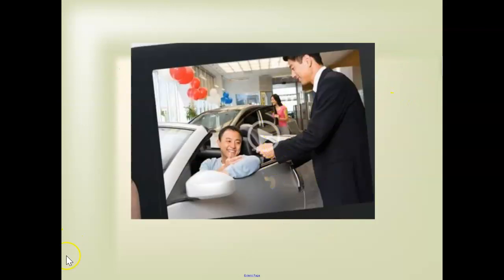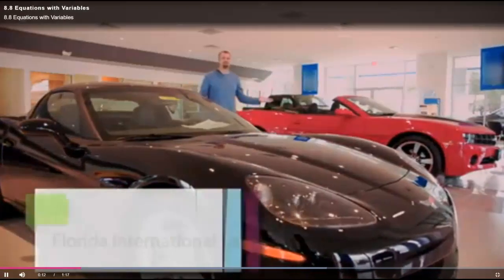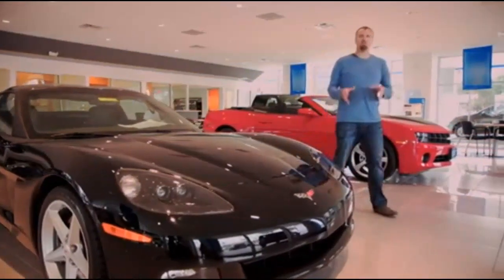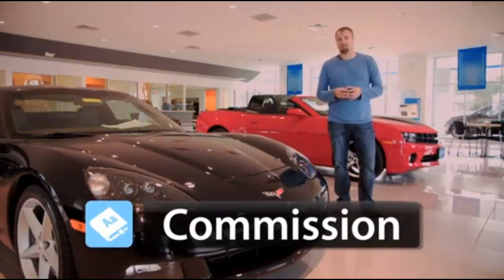So here's a little example problem. Check out these new cars. For big ticket items like these, sales reps usually make a base salary, plus they get a commission, or a percentage based on the final sale price. But if you want to sell cool cars like these, you better be ready to use some math.